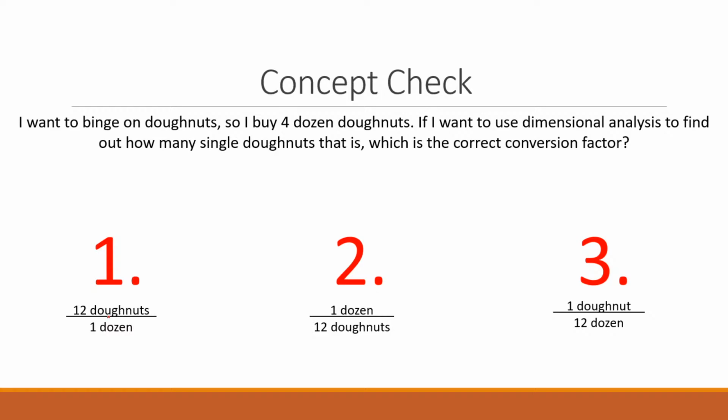Now, here's another one. If I want to binge on donuts, and I go out to the store and buy 4 dozen donuts, and I want to convert that into singular donuts, which is the correct way to set up my conversion factor? If I have 4 dozen donuts, and I want to put one of these choices in this blank to end up with individual donuts, which is the correct piece for me to use here?